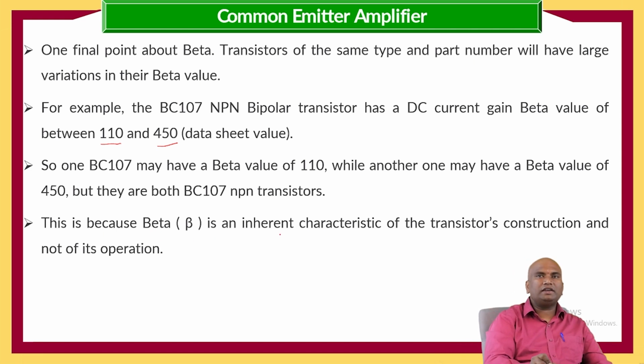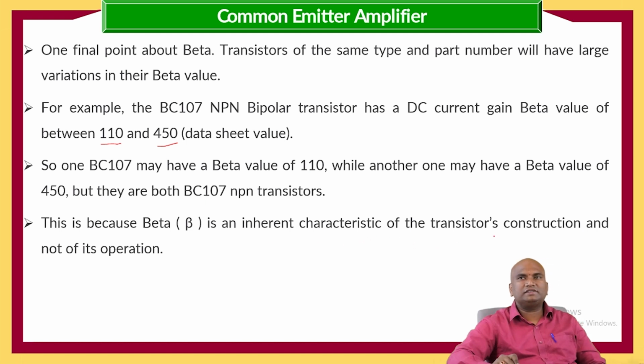This is because beta is an inherent characteristic of the transistor's construction and not of its operation. Beta has great importance during construction or the manufacturing process, but not in operation.